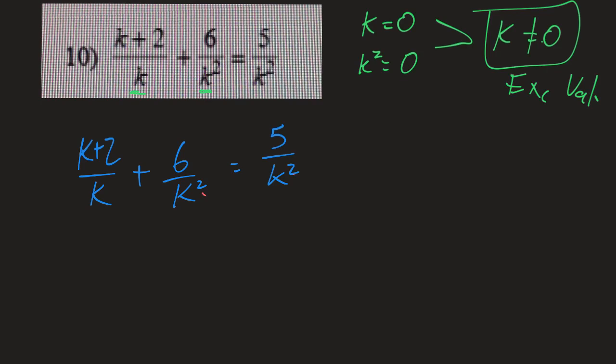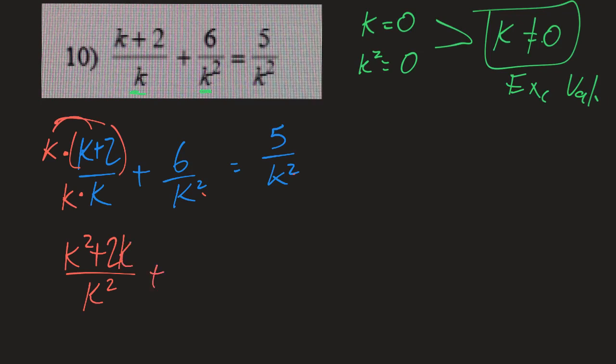So I see some k squareds. Let's make this one a square by adding an extra k on there. So there we go. We're going to distribute the top part, and we're going to leave the bottom together. So k squared plus 2k over k squared, plus 6 over k squared equals 5 over k squared.